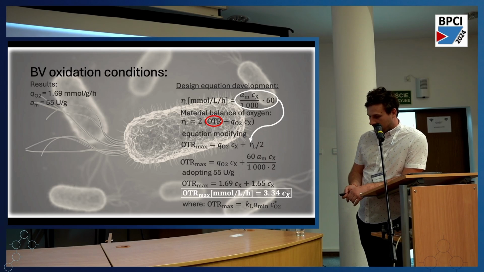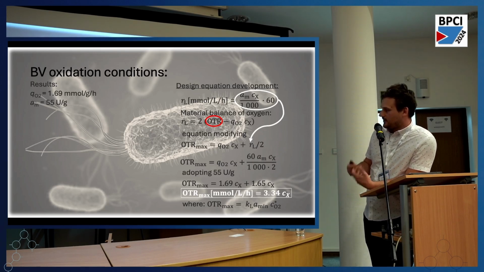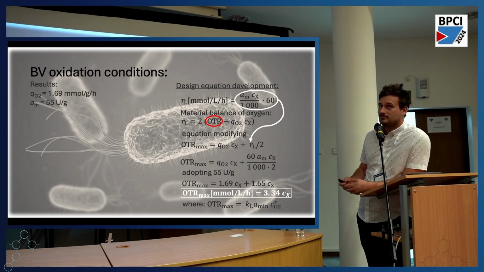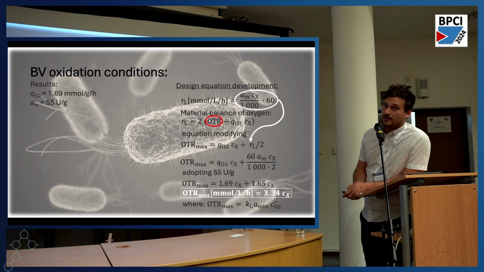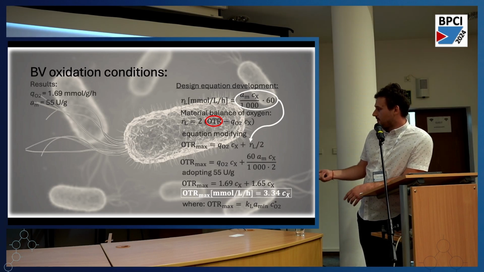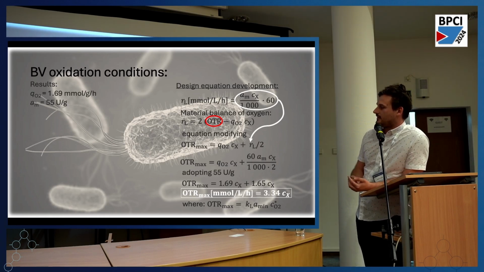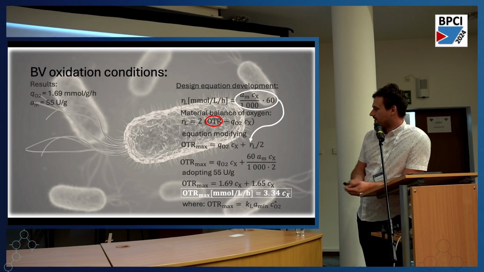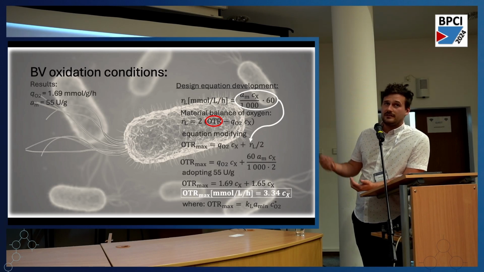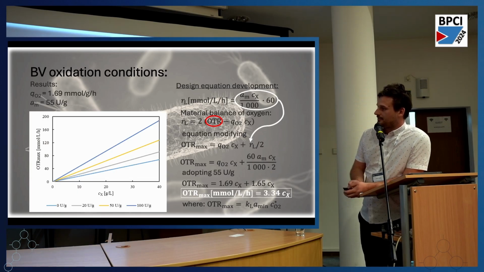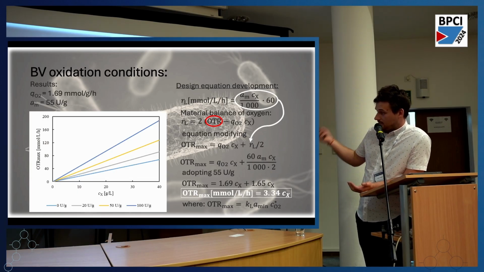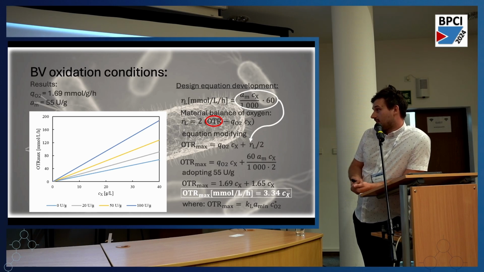However, OTR can be expressed by process parameters as KLA, which is our design parameter, and the saturation concentration of oxygen. This is a process parameter that we are able to determine experimentally or using CFD simulations, for example. And the saturation concentration of any gas is a constant under isothermal isobaric conditions. So, in summary, let's call it the graphical expression of the design equation, looks as follows.